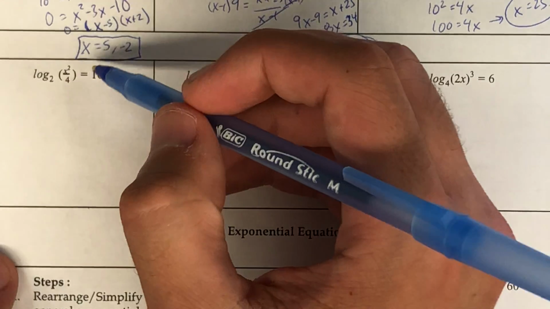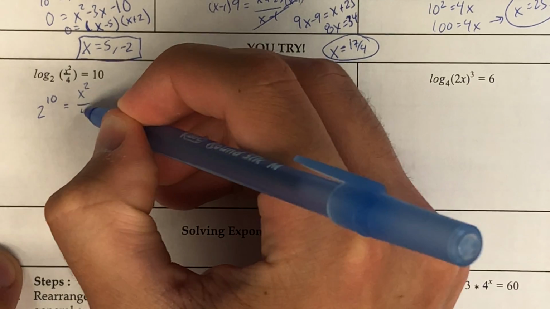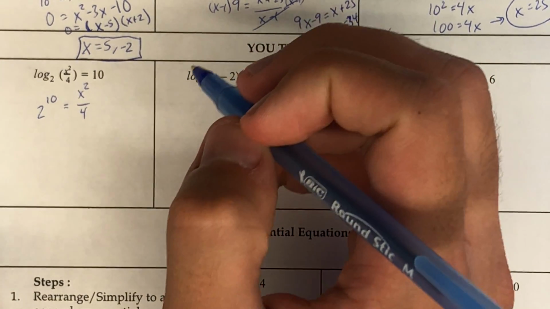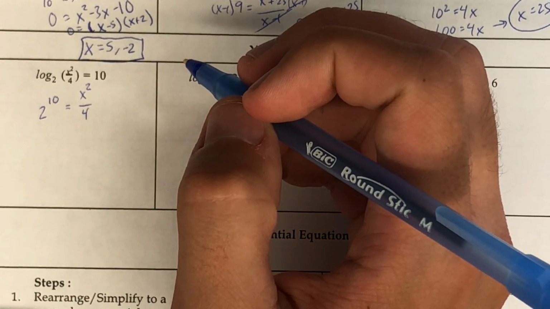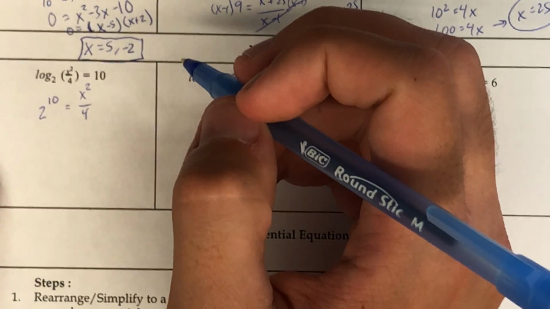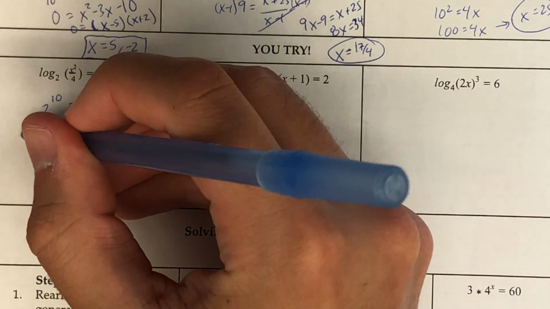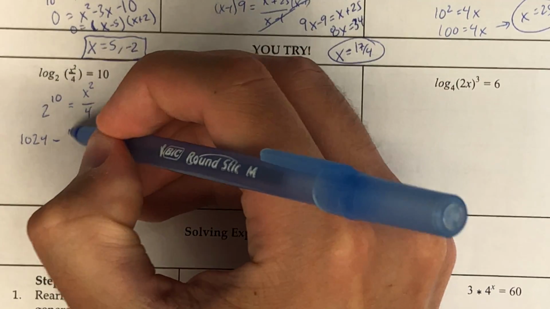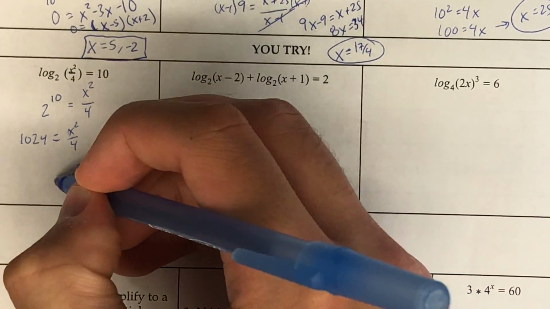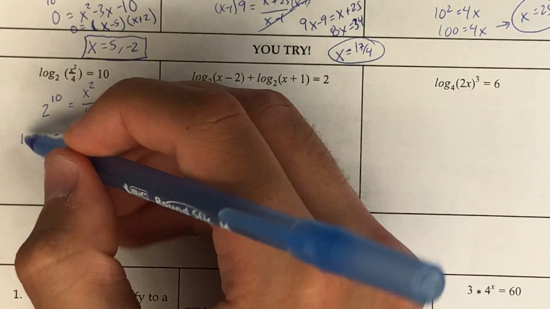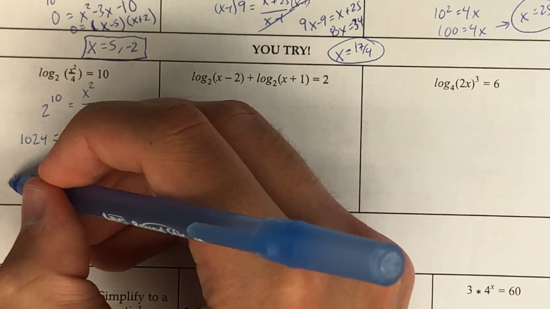So number 1, the log's by itself, so we can convert to exponent form. So we'll have 2 to the 10th equals x squared over 4. 2 to the 10th, that's got to be a pretty big one. So 2, 4, 8, 16, 32, 64, 128, 256, 512, 1024. Equals x squared over 4. Multiply both sides by 4. Get x squared equals 4096. Take the square root of both sides.